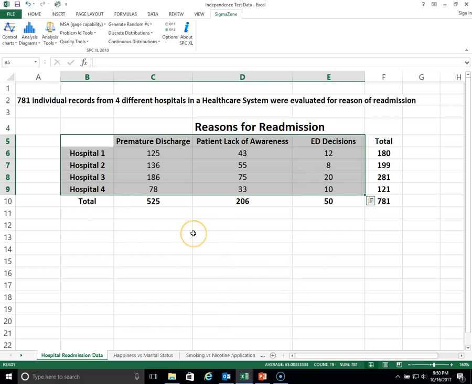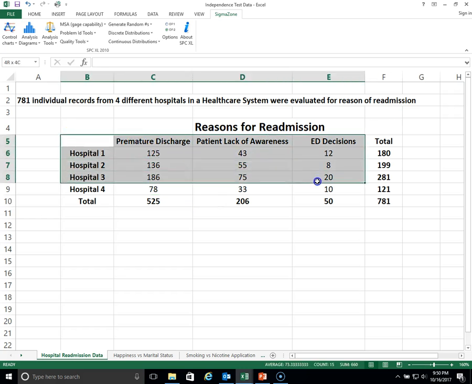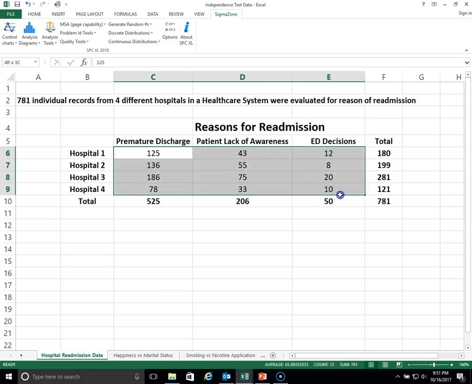If you have put the totals in, please do not highlight that, because the independence test will calculate the subtotals for each column and each row and then the total. So you do not want to put those in, because the software could interpret this 525, for example, as a number of premature discharge. So just put in this data right here, the 4x3 matrix, along with the labels, the column labels and the row labels.